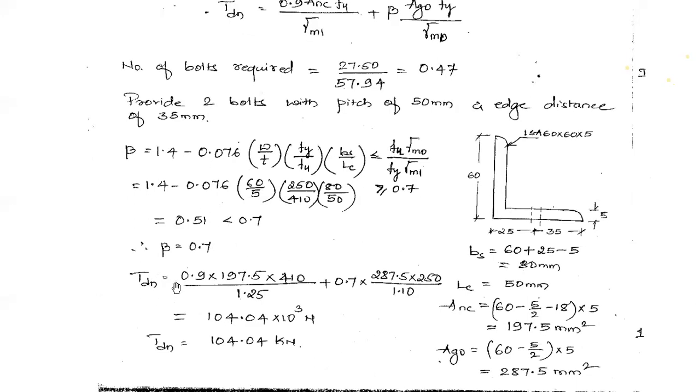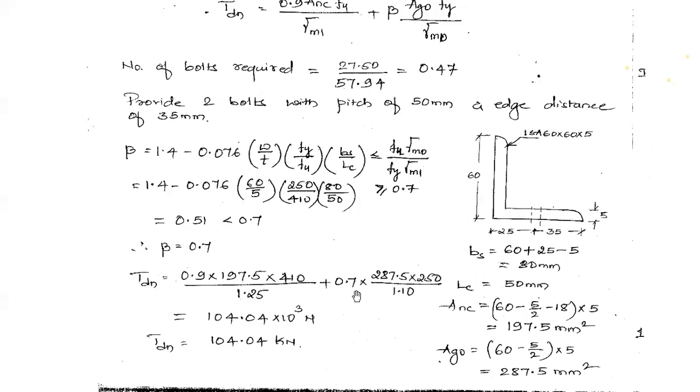So on this, what will be the strength? Anc has to be calculated considering the deduction for bolt holes. 60 is the width of this leg, minus half the thickness at this junction, minus the bolt hole diameter, 16 plus 2, 18 mm. This entire thing multiplied by angle thickness will be your Anc, the net area of the connected leg, which is 197.5 mm square. And this has been substituted here, 0.9 times Anc into Fu upon gamma m1.